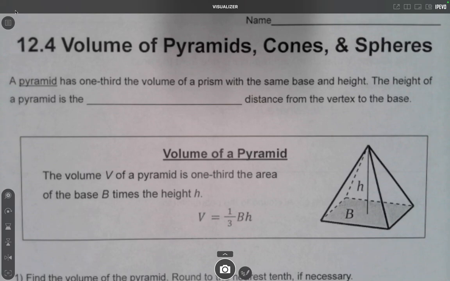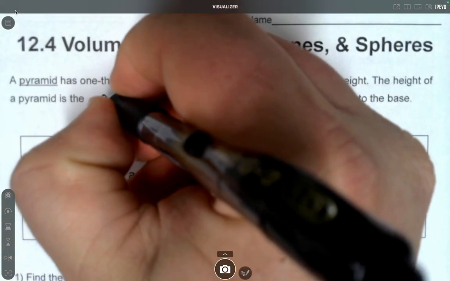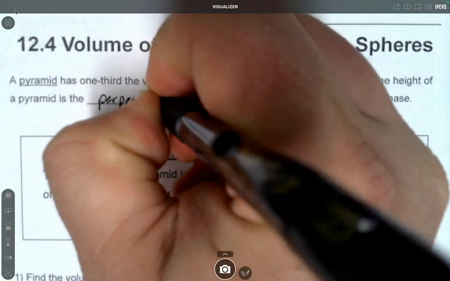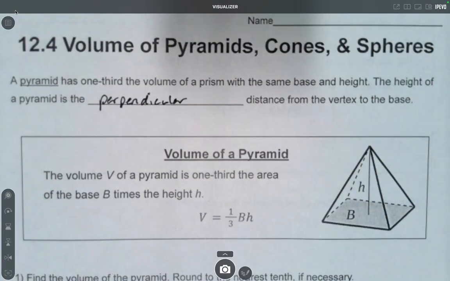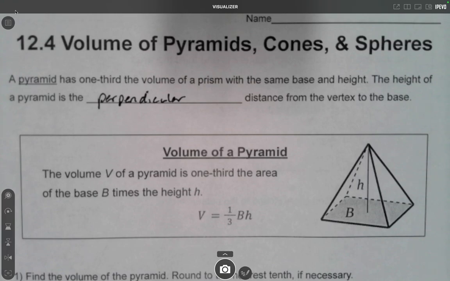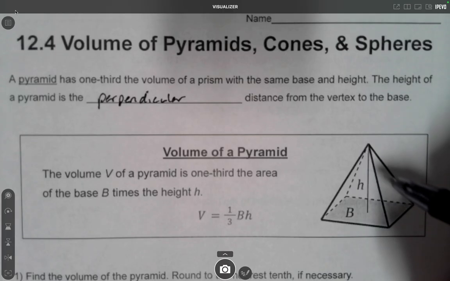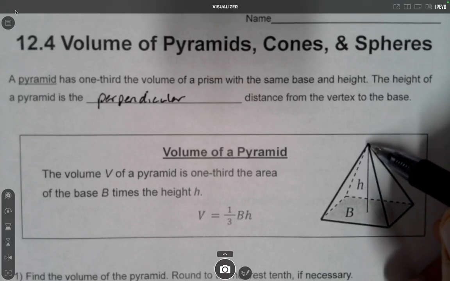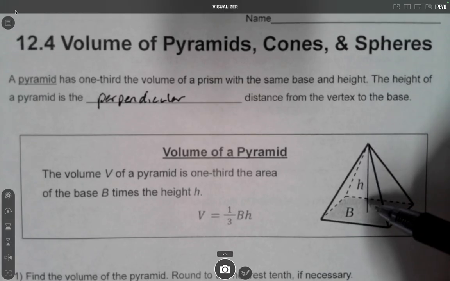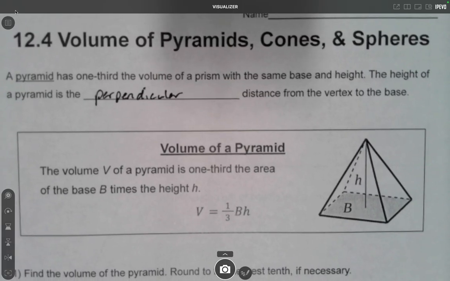So a pyramid has 1/3 the volume of a prism with the same base and height. One important thing is you got to remember the height of a pyramid is the perpendicular distance from the vertex, which is the point at the top of the pyramid, to the base. So if you were to draw a vertical line straight down from the vertex to the base, that is where you get the height.